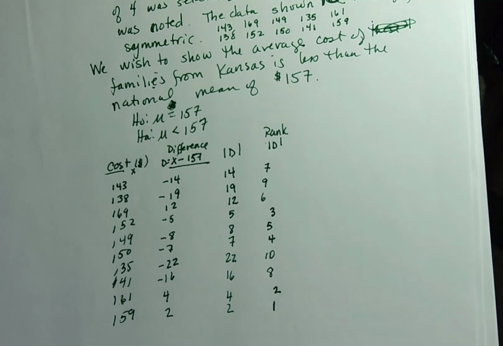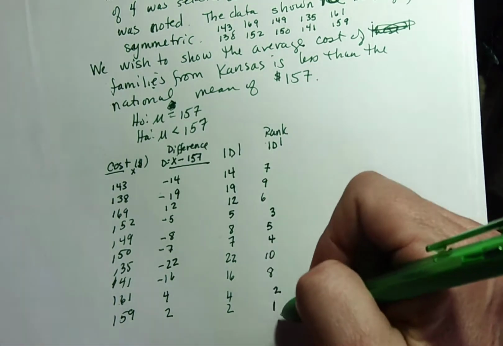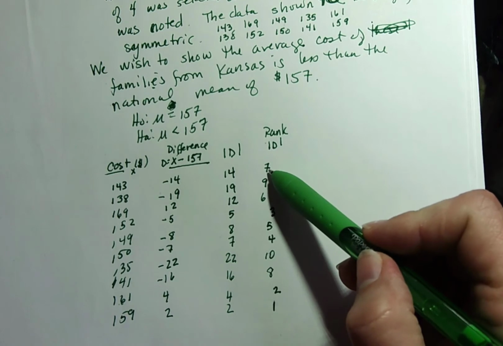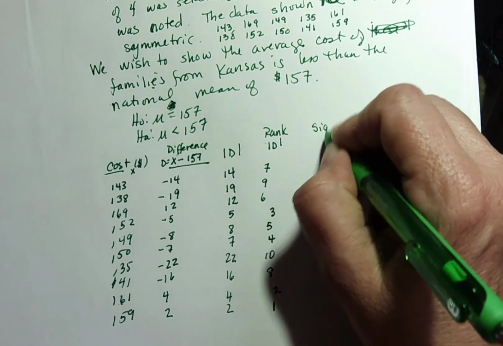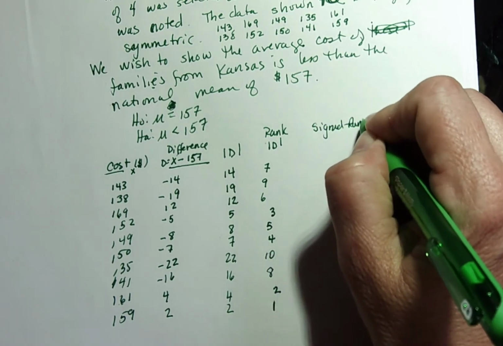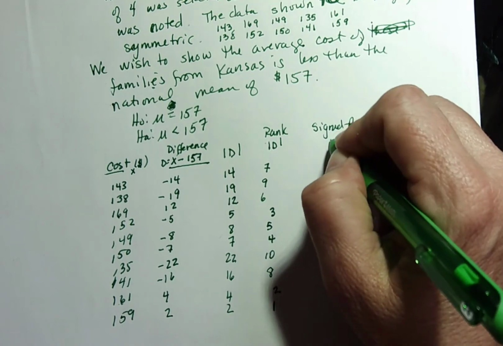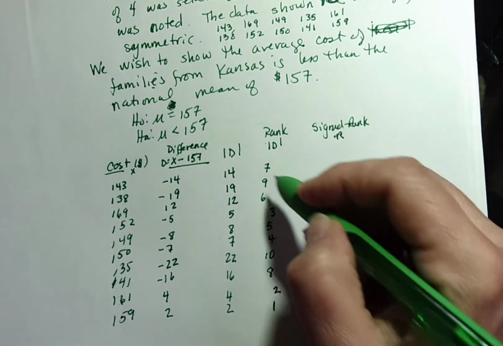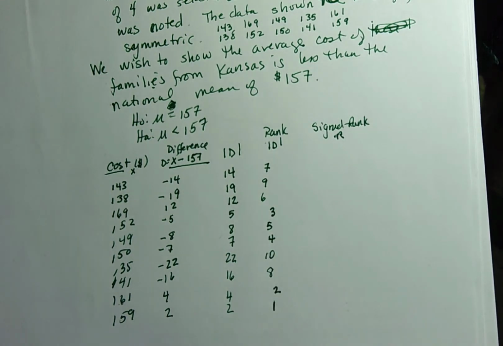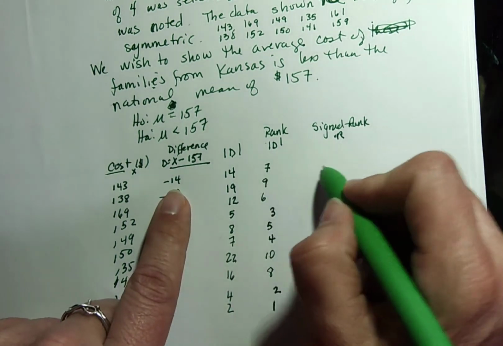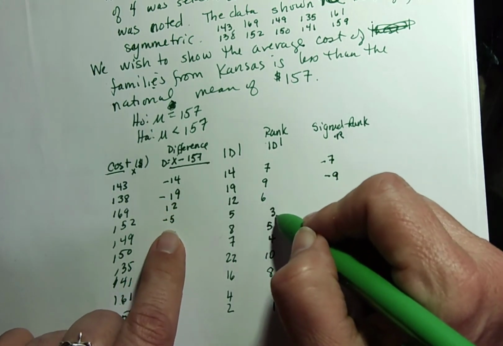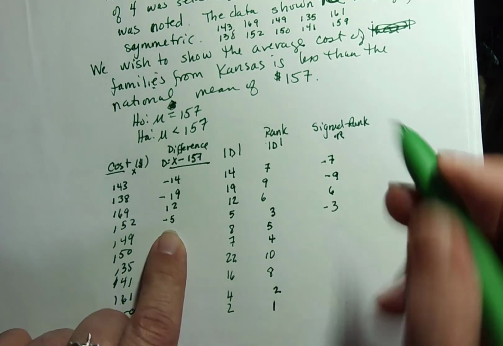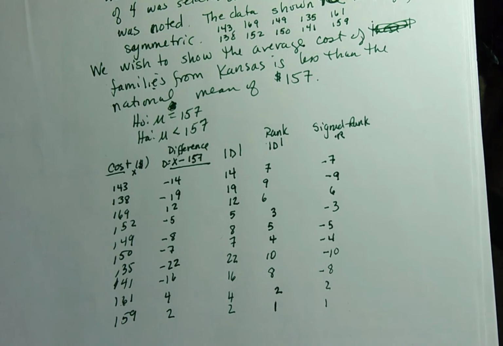So now what we're going to do is put back the sign so that we know that, yeah, it's 7 away, but is it 7 away to the left or the right of 157? That's why this is called the signed rank test. So the signed rank of these distances right here: 7 came from being negative away, so that's negative 7. This is negative 9. This would be positive. This would be negative. And so forth. I'll write all of these in. So now we have all the signed rank distances away.